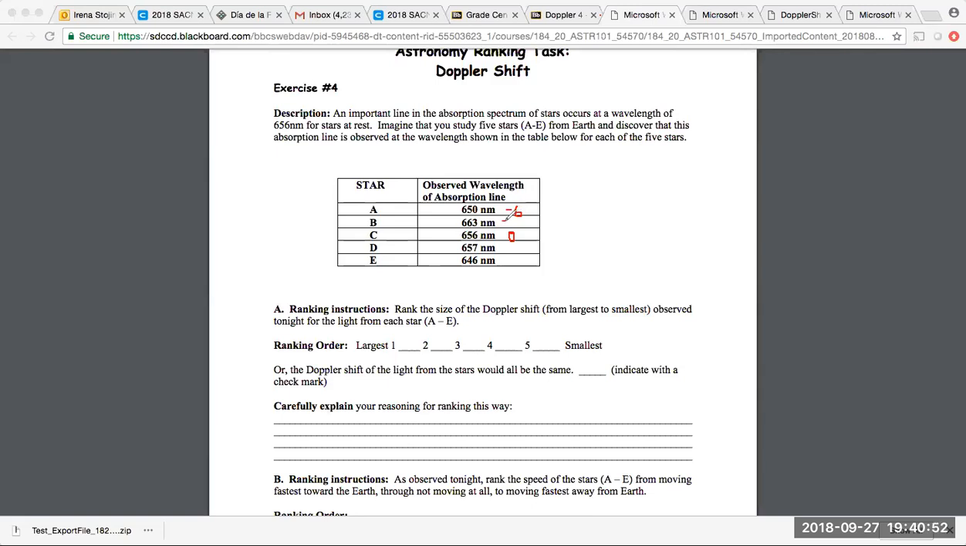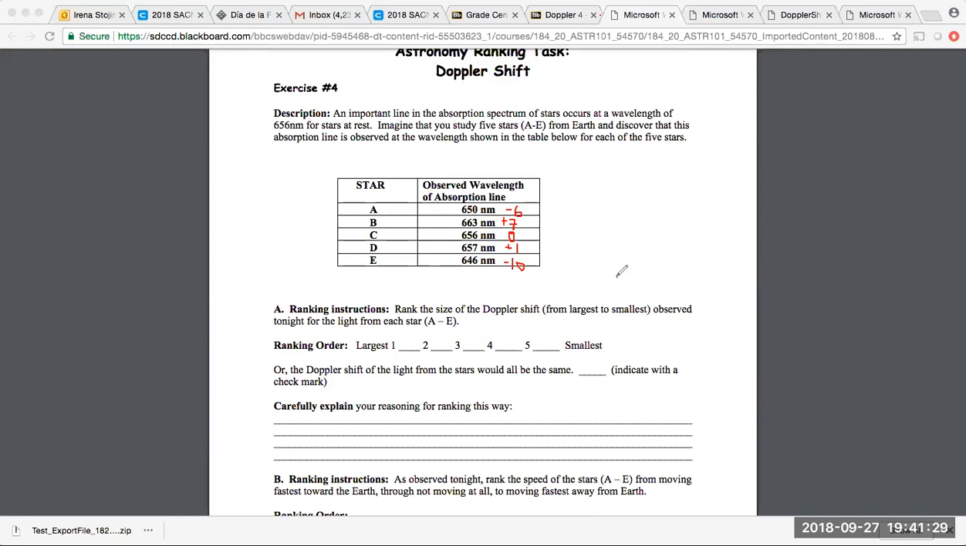And then 663 would be what? Plus 7. Plus 7, very good. And then how about this one? Plus 1. Plus 1, yes. And then this one? Minus 10. Minus 10, very good. So immediately this tells you how to rank the size of the Doppler shift. Which one has the greatest shift? E. Very good. And then? B. Yes. A. D and C. Very good.